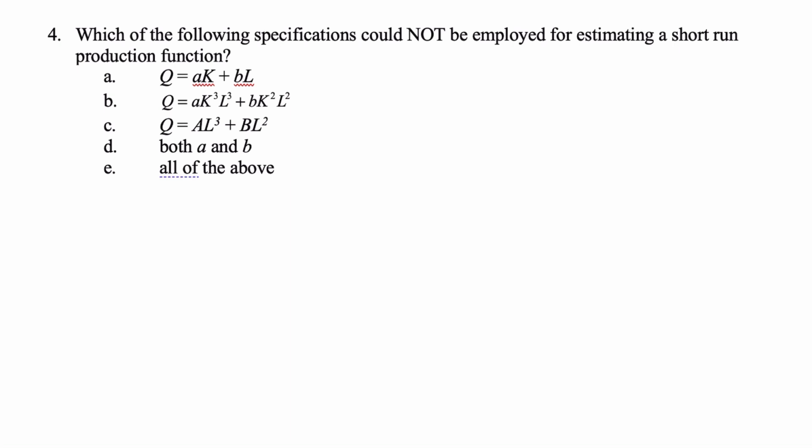So the first one says, which of the following specifications could not be employed for estimating a short run production function? And our answer is D, and this is just straight from the slides. So if you go read the slides from the book, this question is answered.